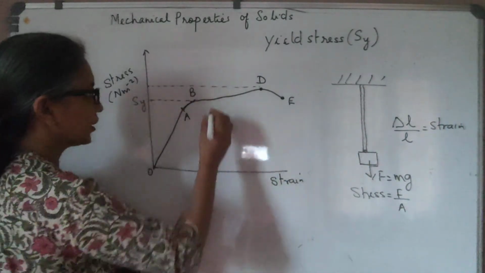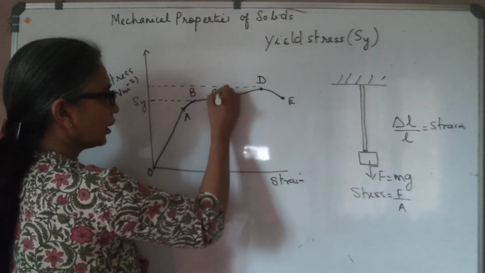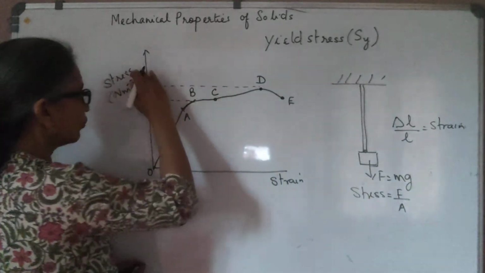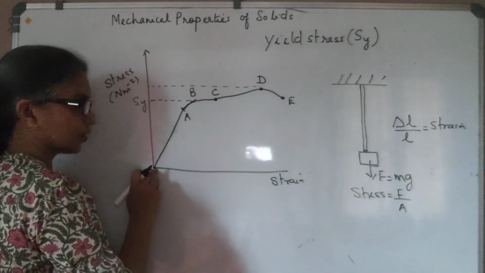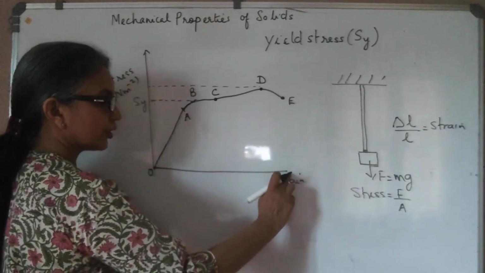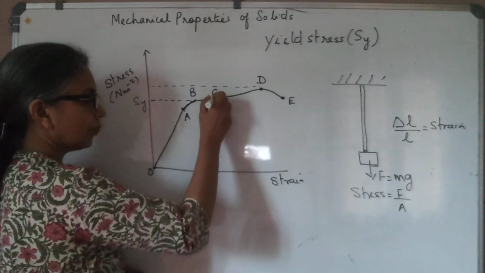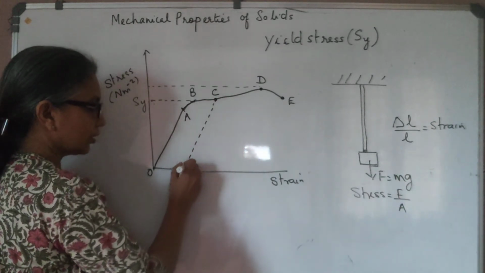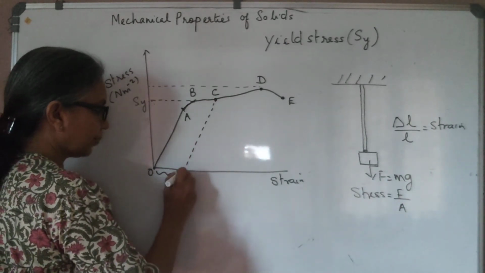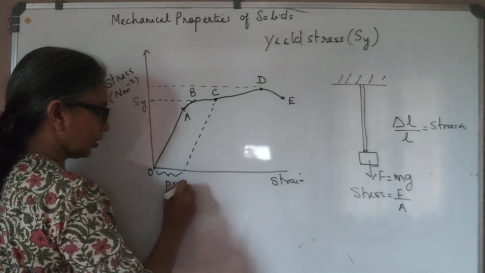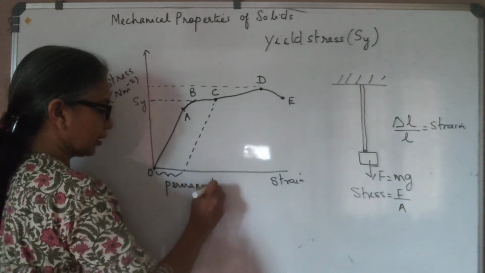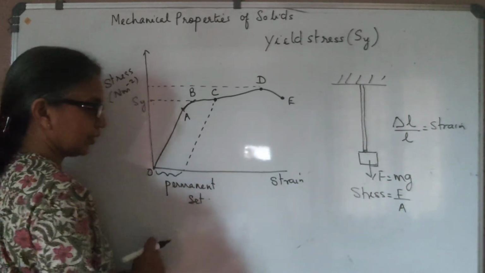There will always be a permanent set. That means, let's say at this point C, we completely unload it. We remove the whole stress and bring the stress back to 0. If it is in the elastic region, the strain would also come back to 0. But you see, now the strain is not back to 0. A permanent set is left in the material.